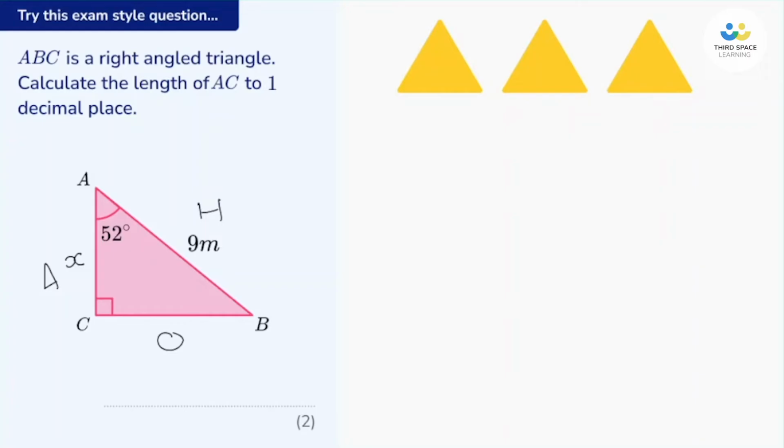Now, on this one, I'm just going to write ADJ, just so it's super clear that I mean adjacent here, because we have a side length of X and an angle of A, so we don't want to get them mixed up.